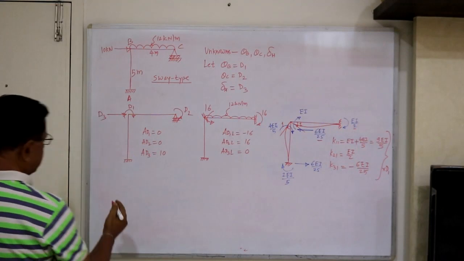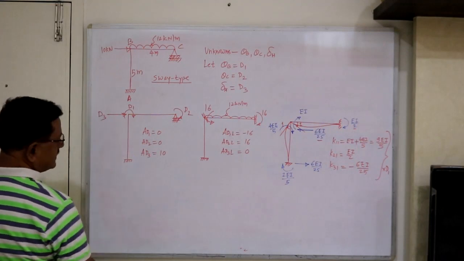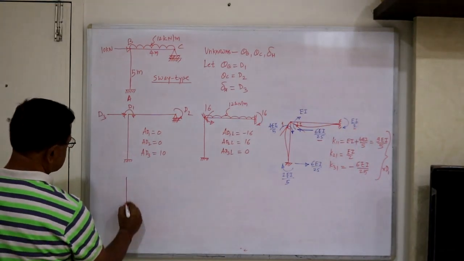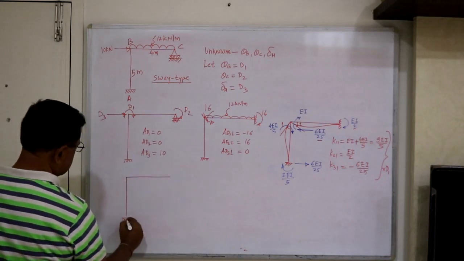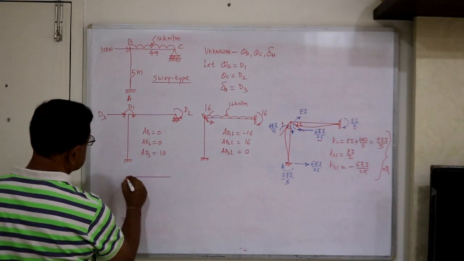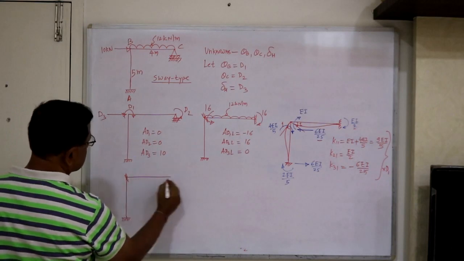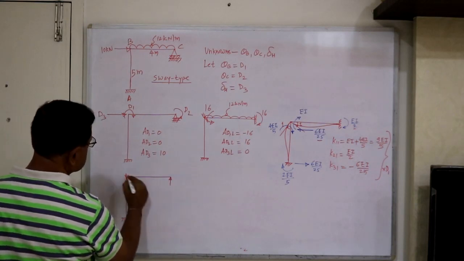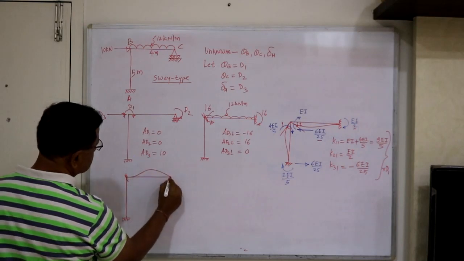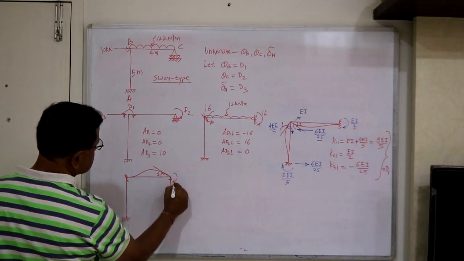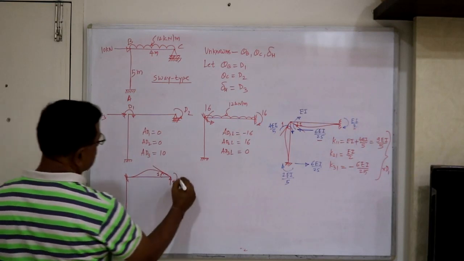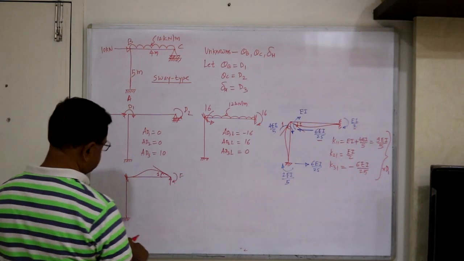So now the next, say, apply, keep it fixed, and do a rotation here, clockwise. Say this is 1. That means here 4EI by 4, so only EI.